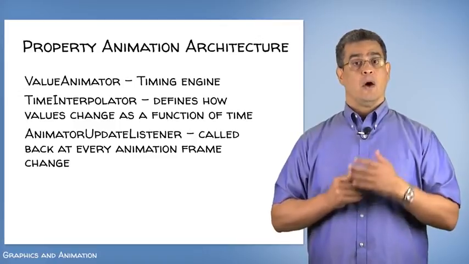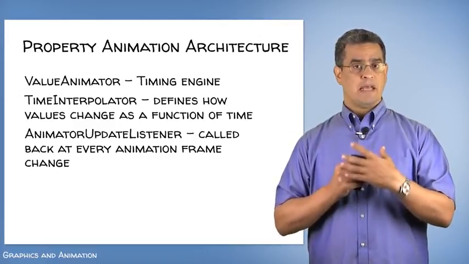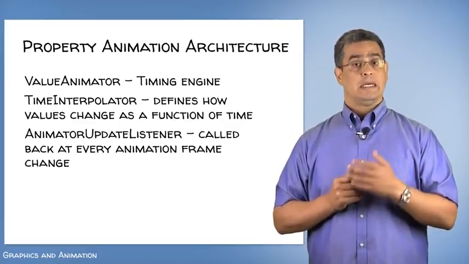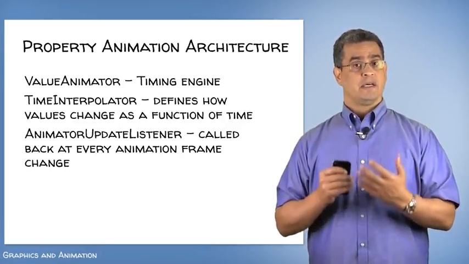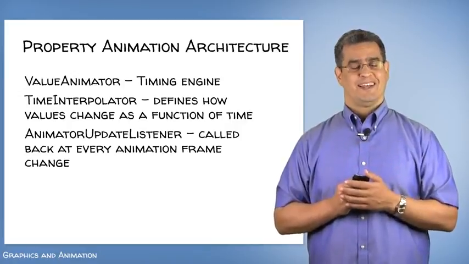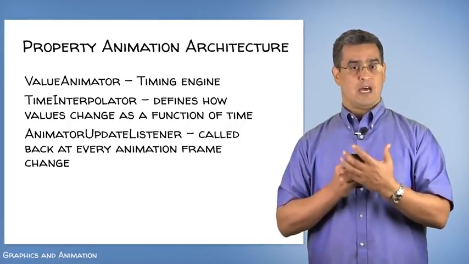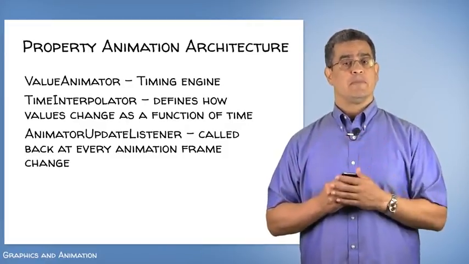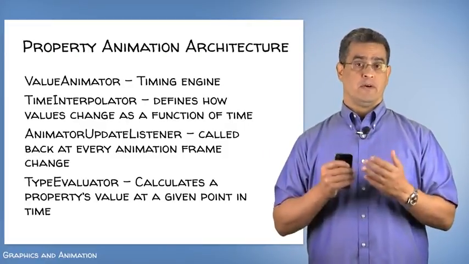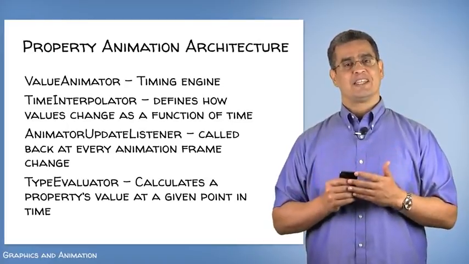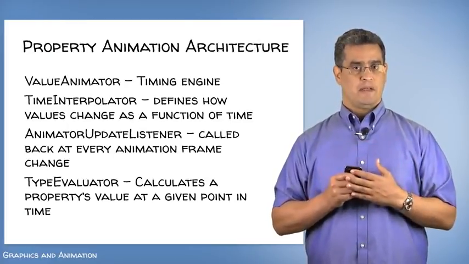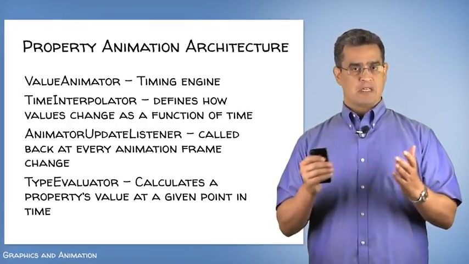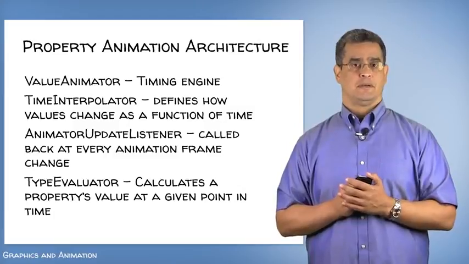And lastly, while Android knows how to animate the values of common types like integers and floats, it doesn't know how to animate custom types that you create. So if you need to animate your own types or animate existing types in new ways, you can implement the TypeEvaluator interface. This interface defines an evaluate method that gets called to set the animation values at a particular point in the animation.